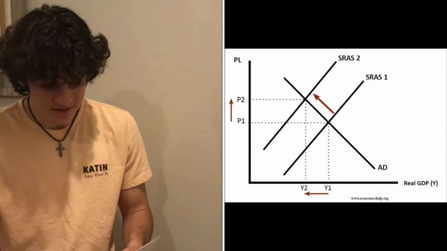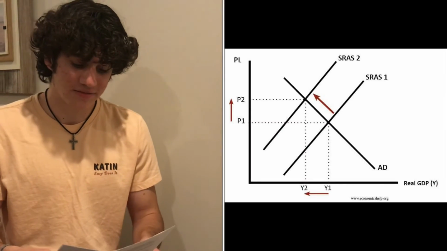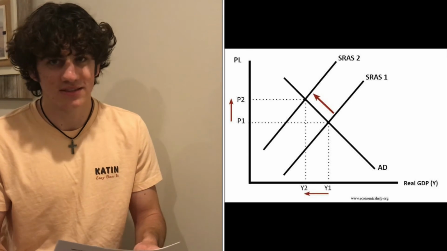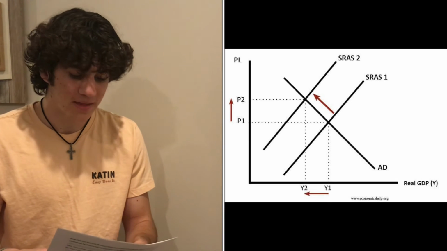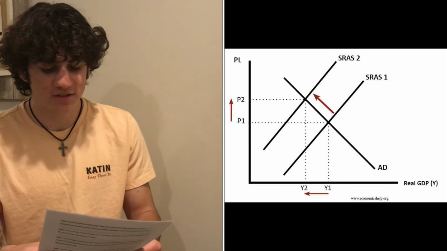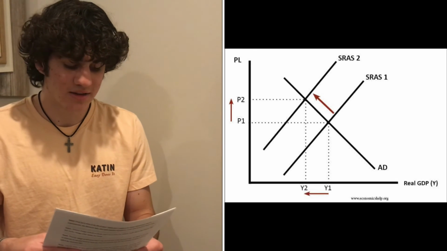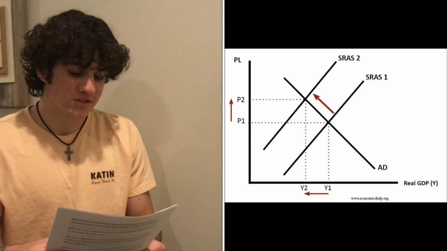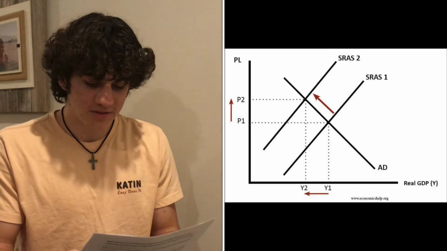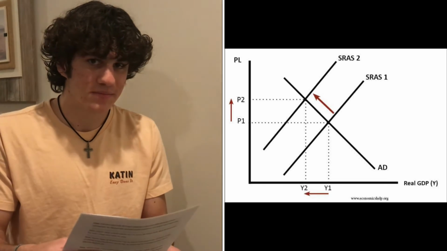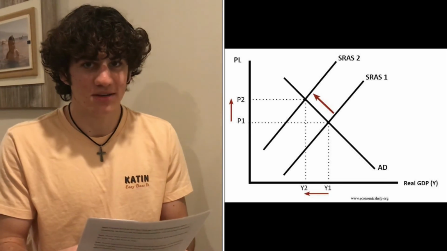On the other hand, cost push inflation is inflation that is caused by a significant increase in the cost of wages and raw materials. As a result of higher costs of production, the aggregate supply in the economy decreases or shifts to the left, as shown in the graph next to me. This also leads to an increase in the price level and a decrease in the real GDP.